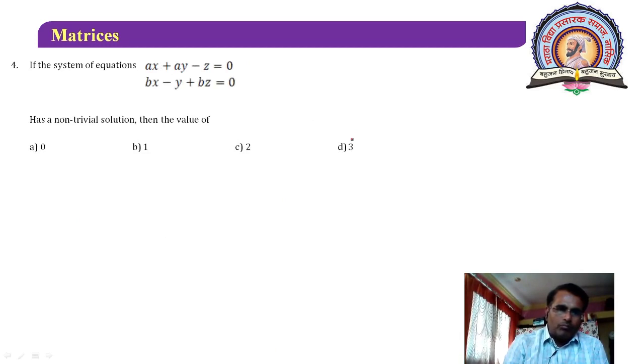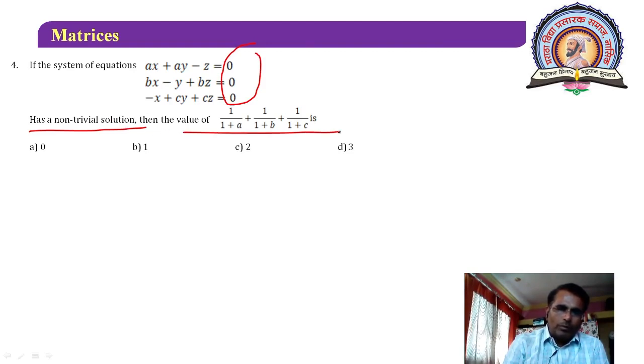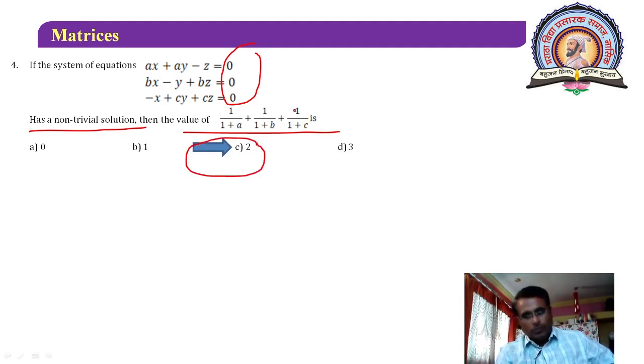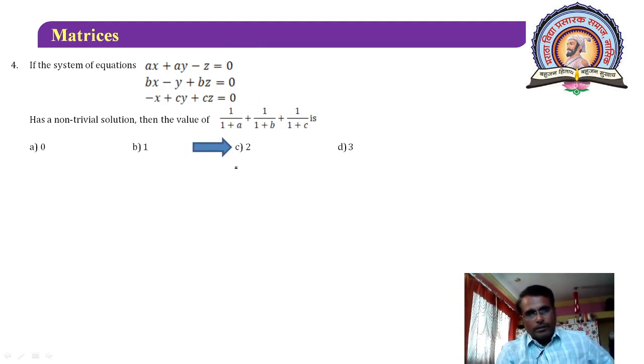And next example, the system of equations Ax plus Ay minus z equal to 0, Bx minus y plus Bz equal to 0, minus x plus Cy plus Cz equal to 0 has a non-trivial solution. The right hand side constants are zeros, and non-trivial solution means the determinant is equal to 0. Then the value of 1 upon 1 plus A plus 1 upon 1 plus B plus 1 upon 1 plus C is, now the answer is this one. The value of this is 2, and see how that's coming.